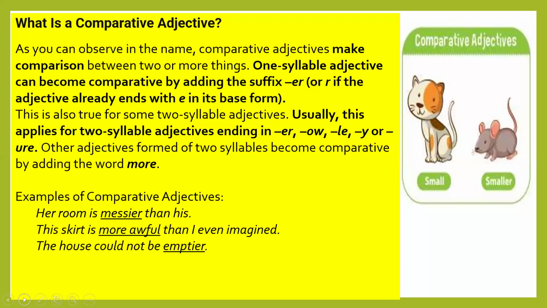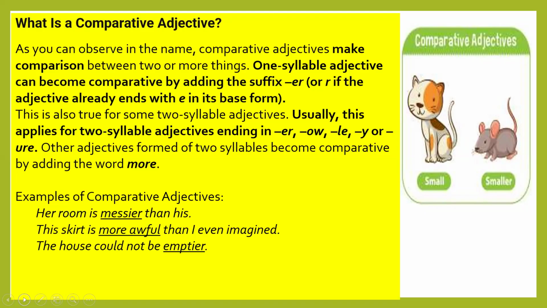What is a comparative adjective? It makes a comparison, as the word indicates. Comparison means we are comparing between two or more things. One-syllable adjectives become comparative by adding the suffix er, or r if the adjective already ends with e in its base form. This is also true for some two-syllable adjectives, usually those ending in er, o, w, ley, or ure.